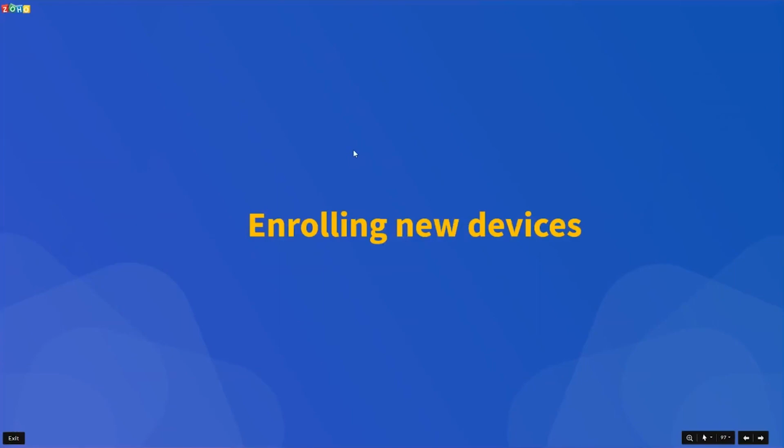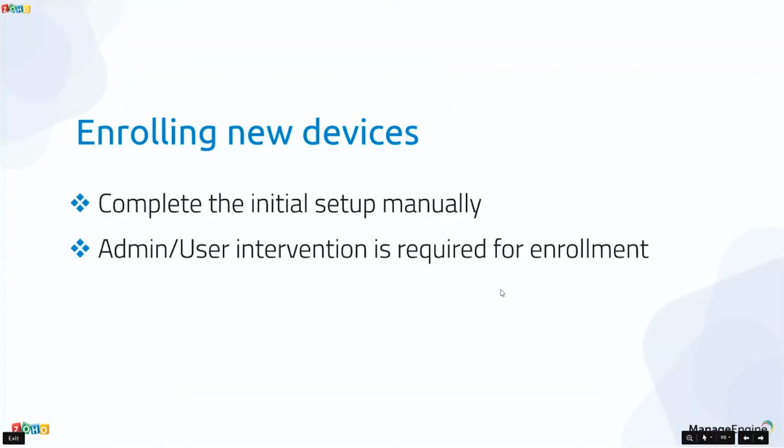Now, when it comes to devices which are new, or it could be a company device, and you want to take complete control on those devices, let me show you how you can onboard them into our product. As you know, when it comes to a new device, the initial setup like passcode, Wi-Fi, location service, Touch ID, and everything has to be manually done. And even an admin or user intervention is required. So how we can mitigate that and how we can bypass these initial configuration steps and onboard devices in bulk.